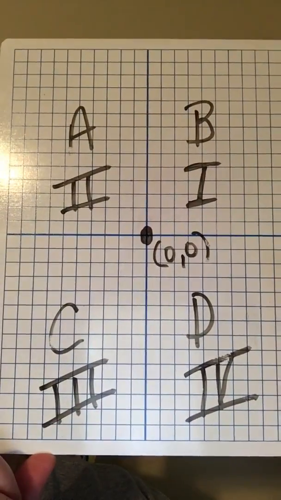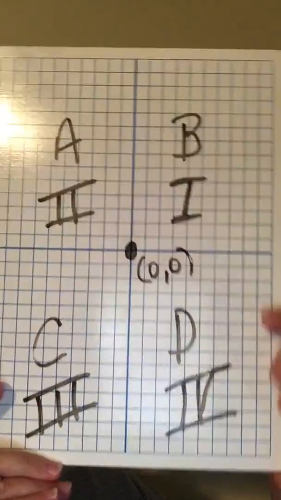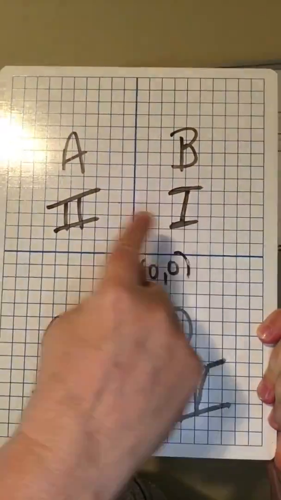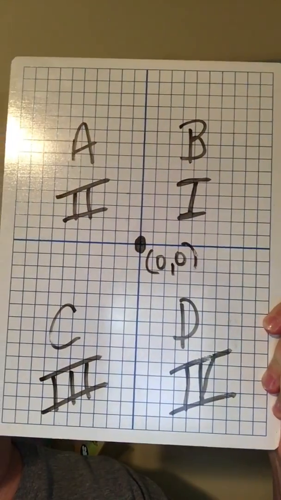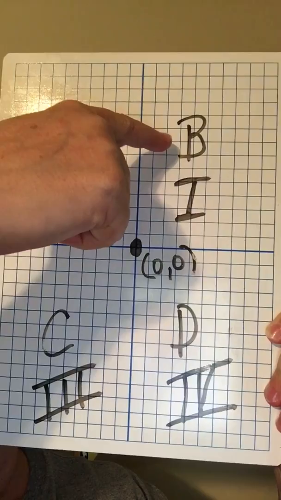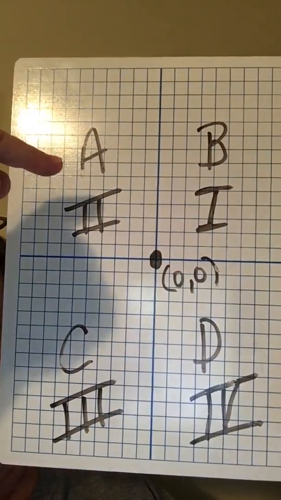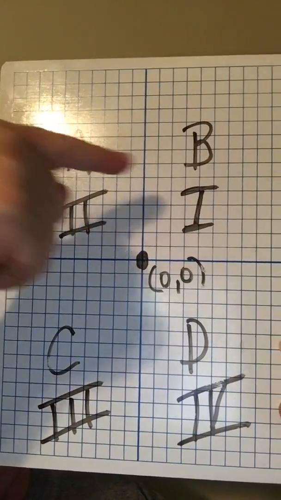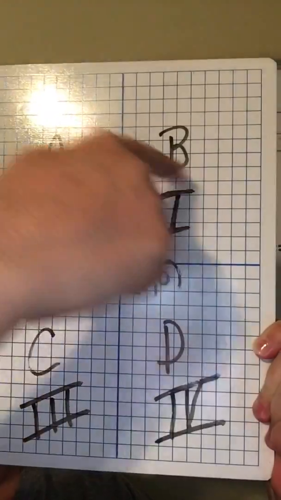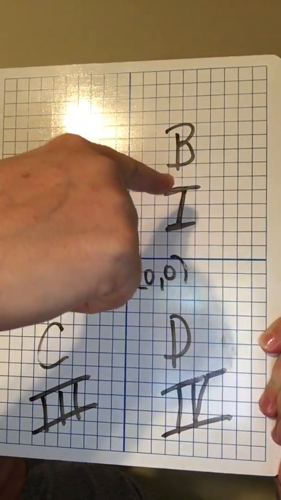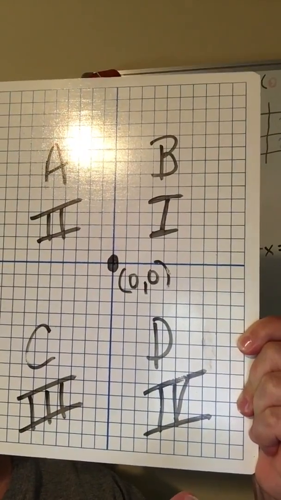This is called a coordinate plane. The coordinate plane is broken up into 4 quadrants, 4 spaces. On lesson one, you needed to first state where A was. A is in quadrant 2 and B is in quadrant 1. It doesn't start here. It starts here and goes around this way. So B is 1, A is 2, C is 3, and D is 4.